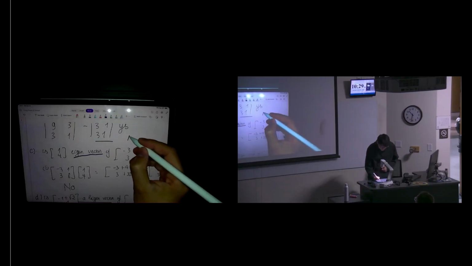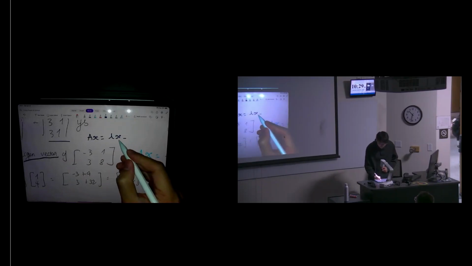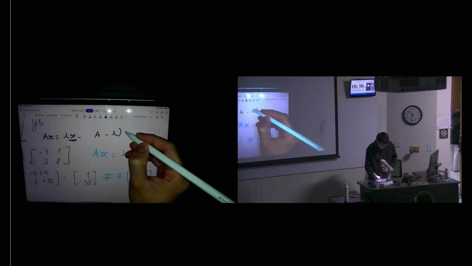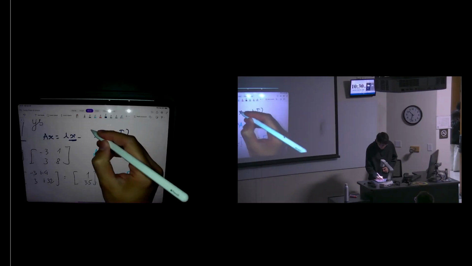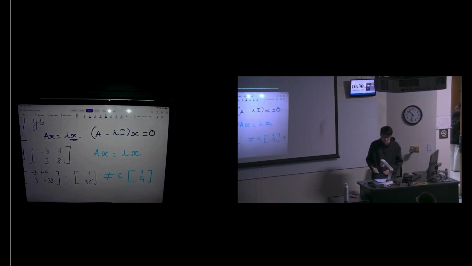Okay, that's the eigenvalue. What if we want to check the eigenvectors? We go back to the same formula, Ax equal to lambda x. We want to find our x right here, and we do the same: A minus lambda I, multiplied by x, is equal to 0. If we perform this, we're also solving for x by just using row reduction.